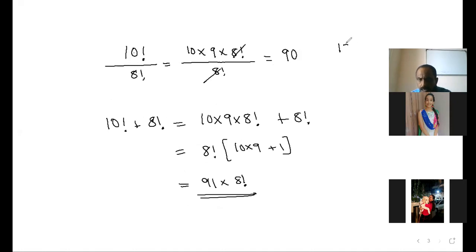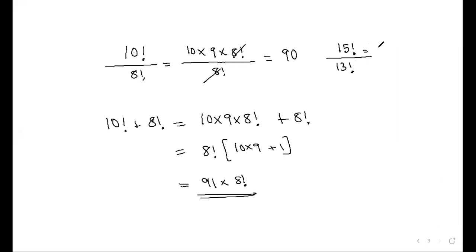So tell me, Arnati, if I want to divide 15 factorial by 13 factorial, what should I do? 15 into 14 into 13 factorial. Yes, correct. Divided by 13 factorial. This will cancel it. 13 factorial and 13 factorial will get cancelled, no? So you'll be left with 15 into 14.